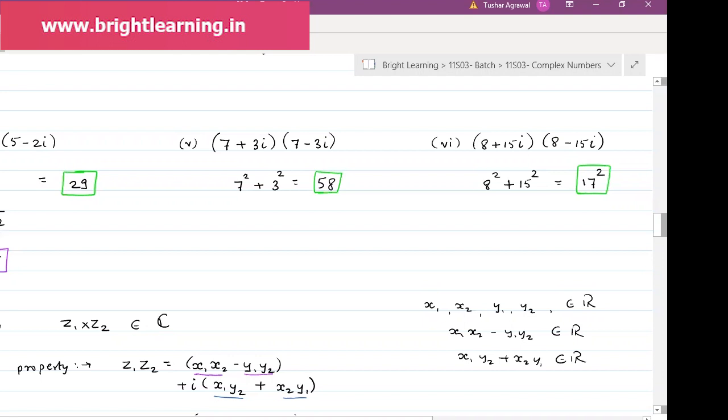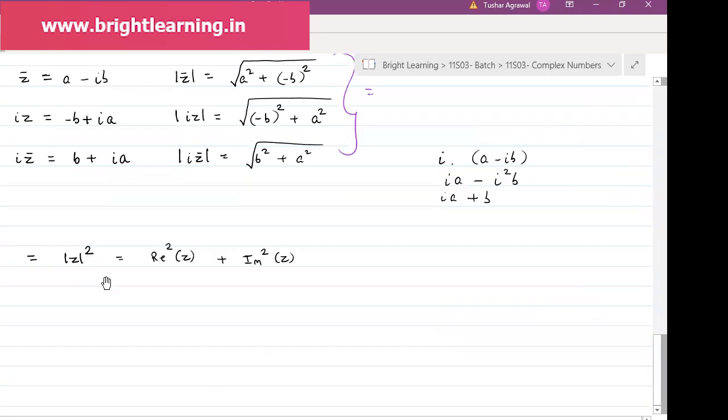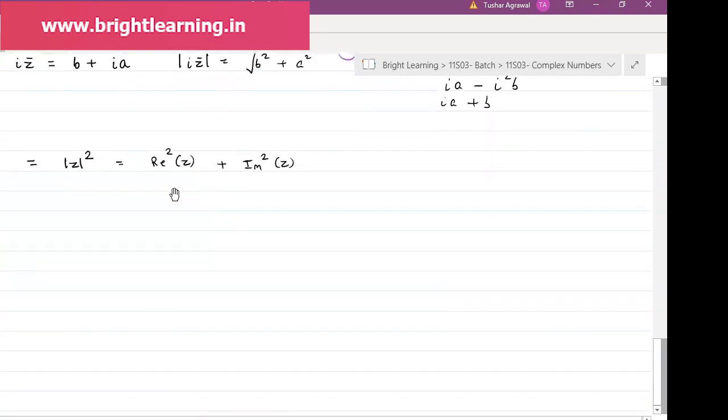So what did we ultimately do? 5 square, 2 square addition. 7 plus 3, 7 minus 3 is 7 square and 3 square addition. Yes or no? 8 plus 15, 8 minus 15, 8 square, 15 square addition. So this multiplication we were doing was just an application of the property. Which property? Z into Z bar equal to real part square and imaginary part square, and this is nothing but the modulus square. Correct? Understood, Pujita? Yes, sir.